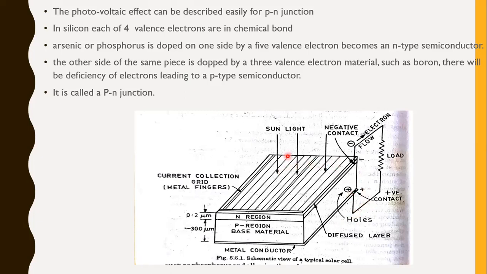The back is completely covered by a metallic contact. Here the back of the photovoltaic cell is covered by a metallic conductor to remove the charges to the electric load.